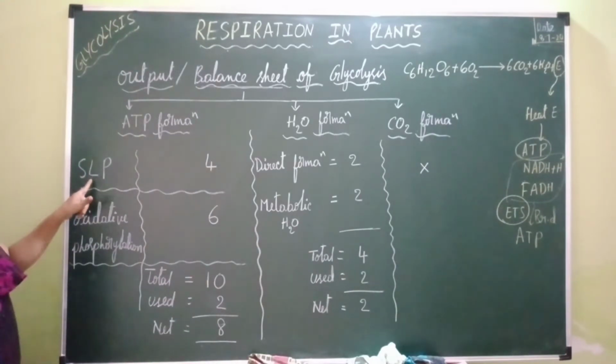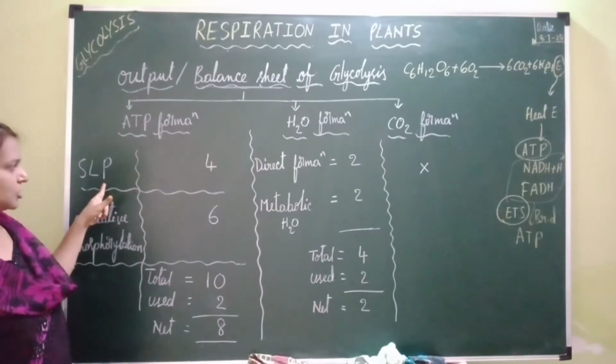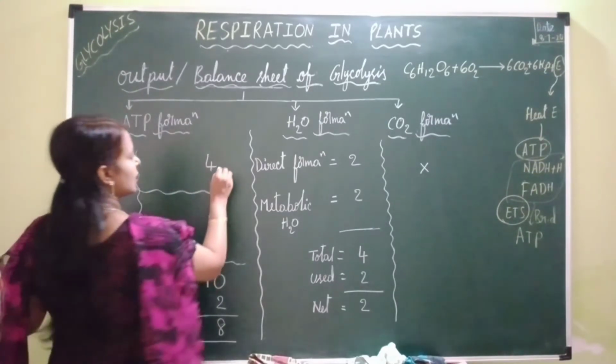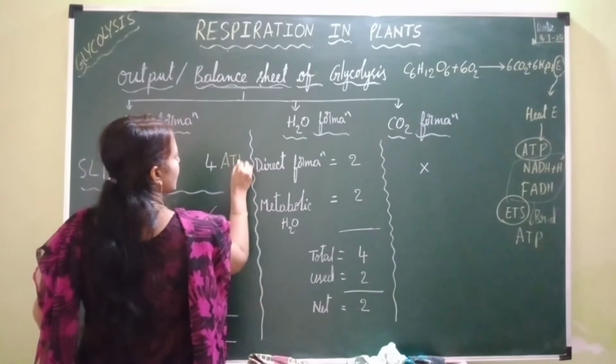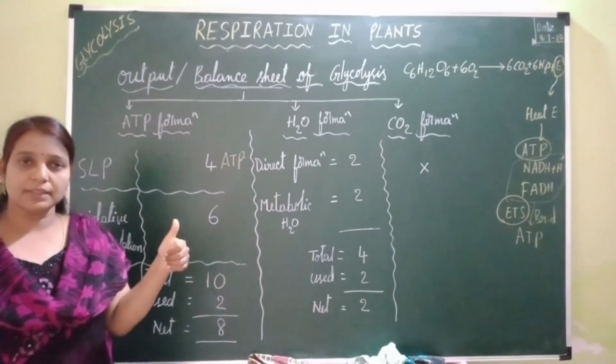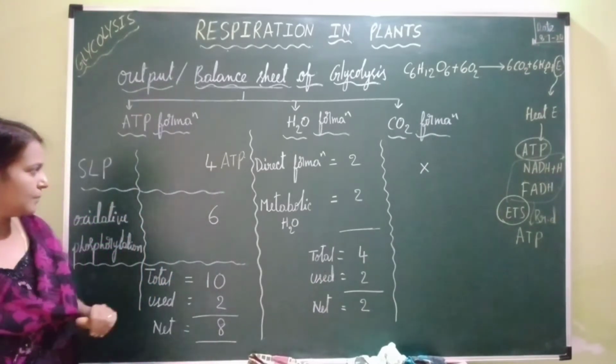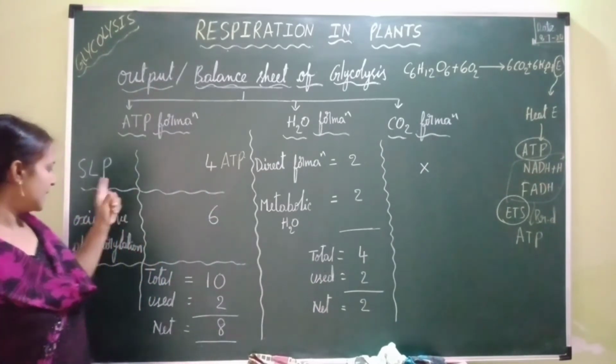So ATP is formed by SLP. SLP is substrate level phosphorylation, or direct formation of ATP. How many molecules of ATP will be formed? 4 molecules of ATP, because substrate level phosphorylation occurs at the 7th step and 10th step. At the 7th step 2 ATP and at the 10th step 2 ATP. So totally 4 ATPs by SLP.